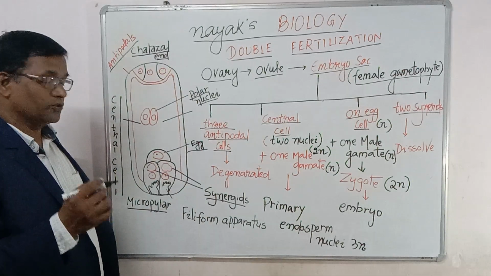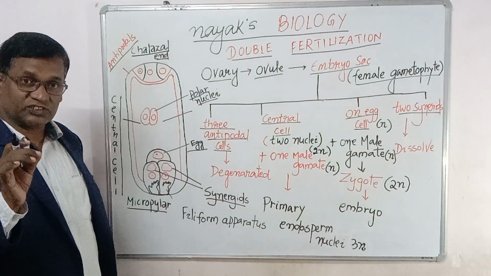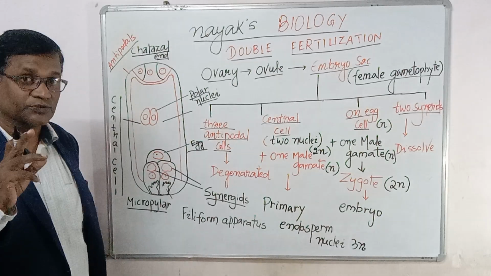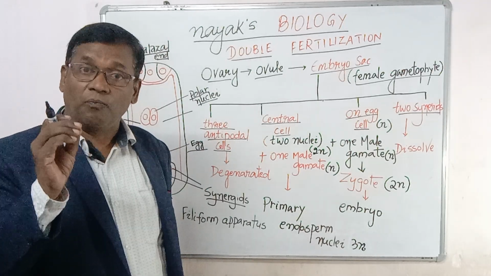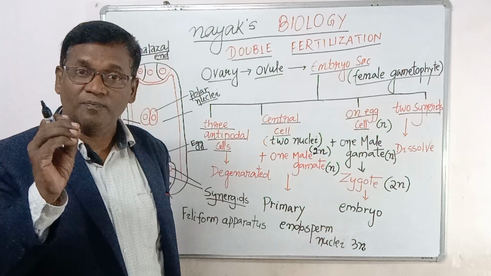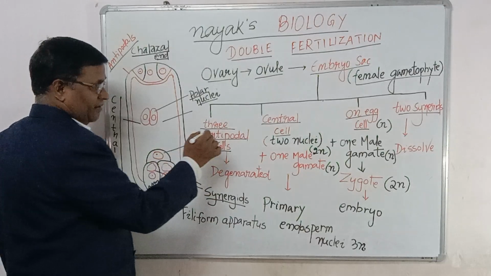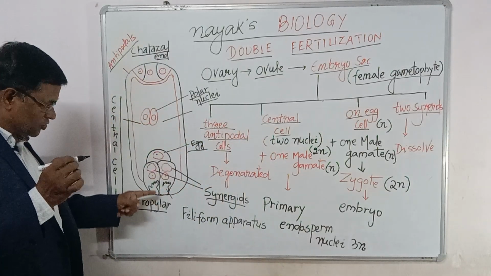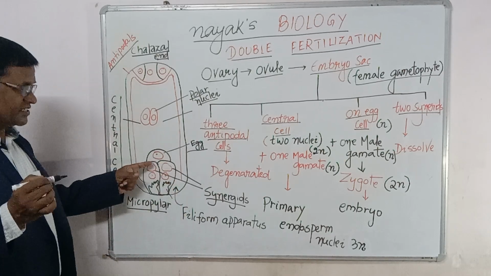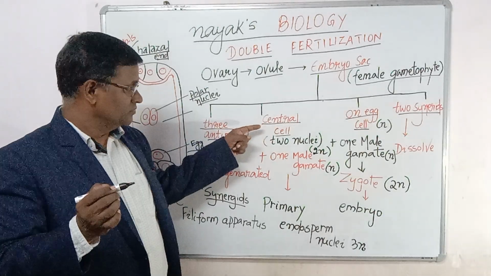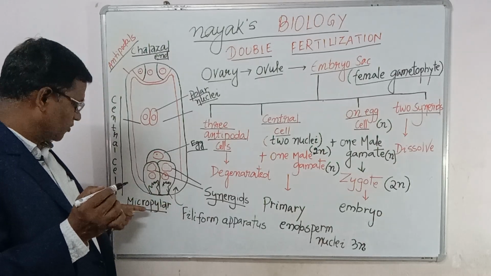When fertilization occurs, we know that the pollen grain consists of two male gametes. What does the pollen grain consist of? Two male gametes. But don't be confused: in our sperm, it consists of one male gamete, but in the pollen grain, it consists of two male gametes. Then what happened? When these two male gametes enter from this side, first they will come in contact with the egg cell. On this side it is the micropylar end.